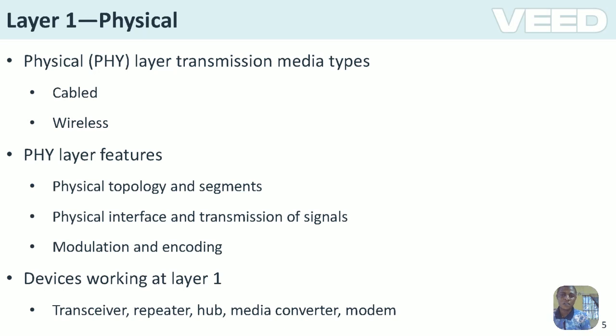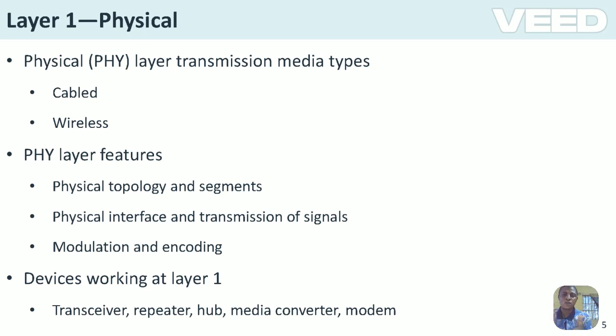The first one is talking about the transmission, the second one is talking about the features, and the third one is talking about devices working at layer 1. So the first one, when we are talking about transmission, it means the way you can use it to move data from one location to another.